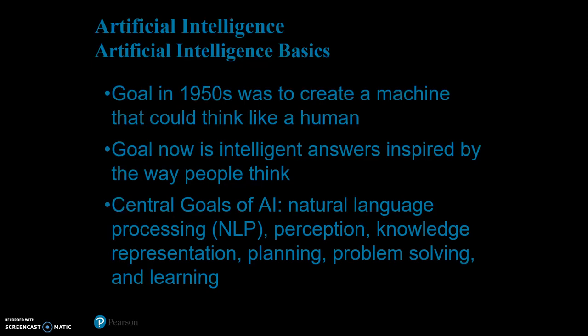in machines, basically. Okay, AI central goals can be grouped into these categories. Okay, so we have natural language processing, or NLP, perception, knowledge representation, planning, problem solving, and then learning. So like the machine learning I was just talking to you about.